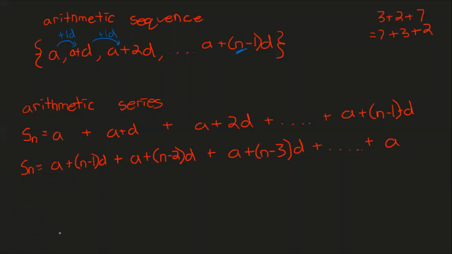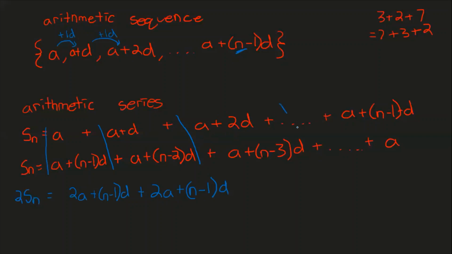Like I said, I'm now going to add these two together. At first, we have S sub n plus S sub n, giving us 2 S sub n. Now we add the first two terms together, giving us 2a plus (n minus 1)d. I just added the a's together, and I still have (n minus 1) multiplied by d. Now let's add the second terms. Now we get 2a plus (n minus 1) multiplied by d.